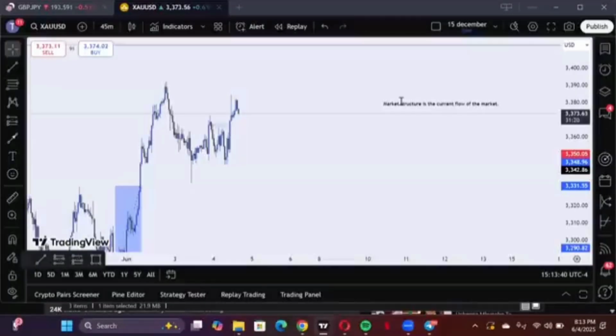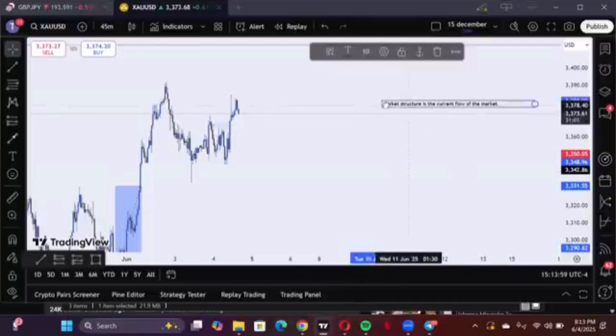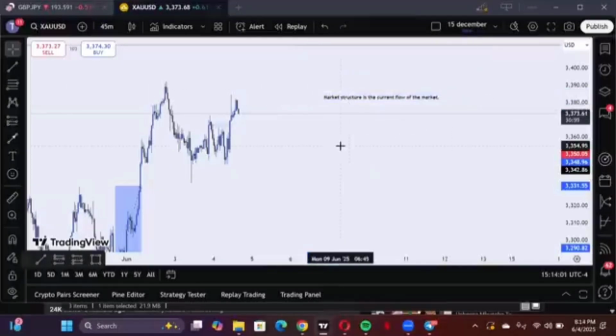Now, there are three ways that market makes its movement under two categories. First of all, we have the trending market, and secondly, we have the ranging market. So the three ways that market makes its movement, we have the uptrend, the downtrend, and then the ranging market. The three ways are either market is trending to the upside or market is trending to the downside.